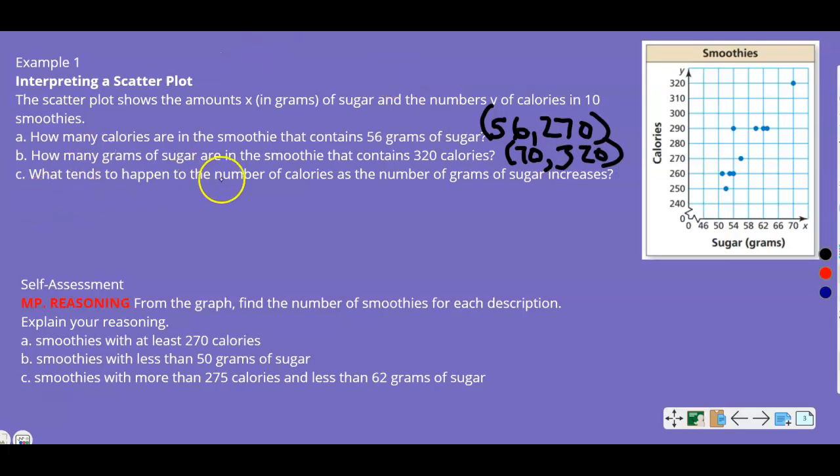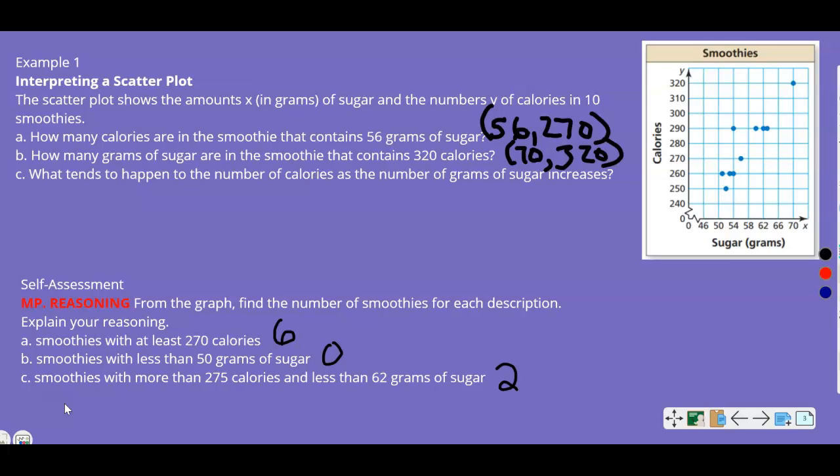All right, now it says, what tends to happen to the number of calories as the number of grams of sugar increases? As your x increases, it looks like the y is increasing as well. So as you add more sugar to these smoothies, the number of calories increases. All right, for the self-assessment I want you to pause the video, take a few minutes, and see if you can answer these questions from the graph provided.